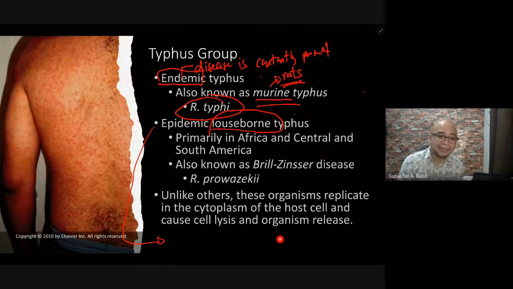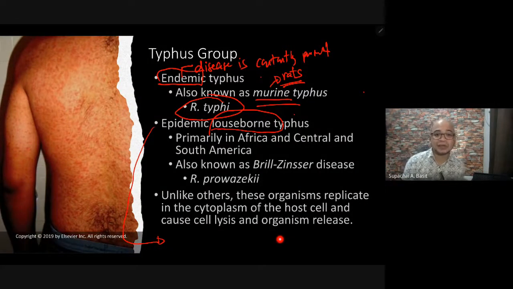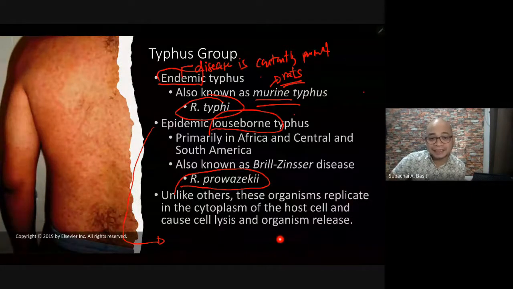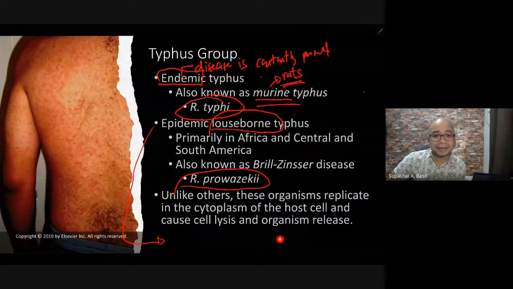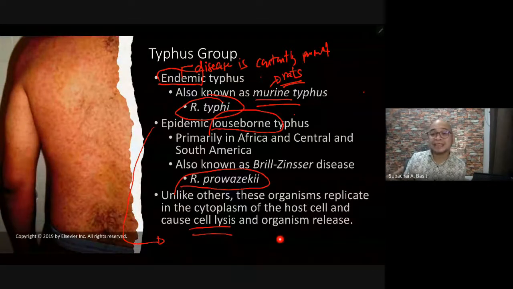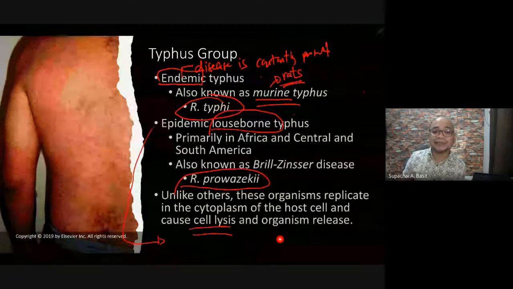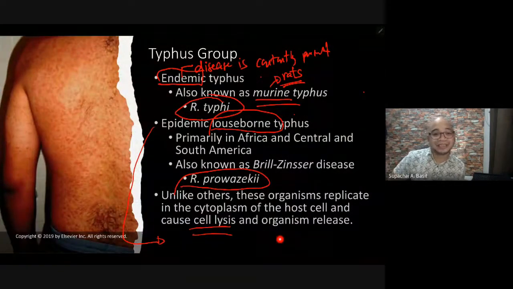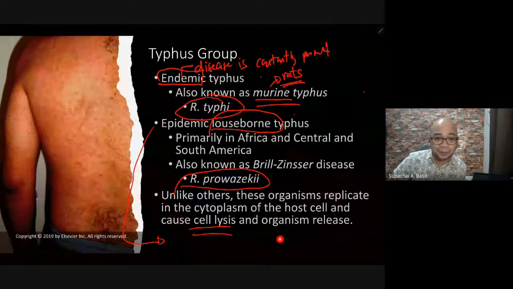So it is primarily found in Africa, Central and South America. The etiologic agent is Rickettsia prowazekii, which is known as the Brill-Zinsser disease. Unlike others, these organisms replicate in the cytoplasm of the host cell and can cause cell lysis. And whenever there is cell lysis, the organisms will be liberated or released to infect another cell. Okay, so these are the typhus group.